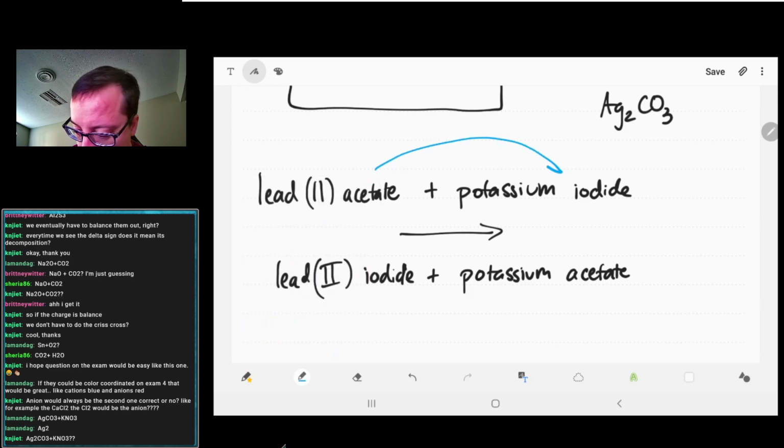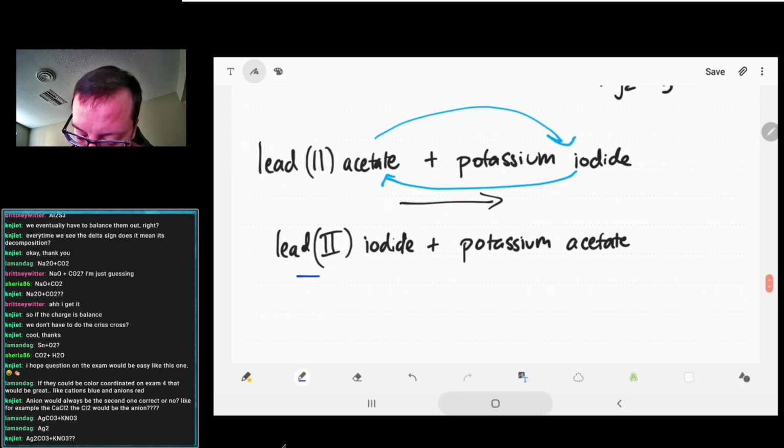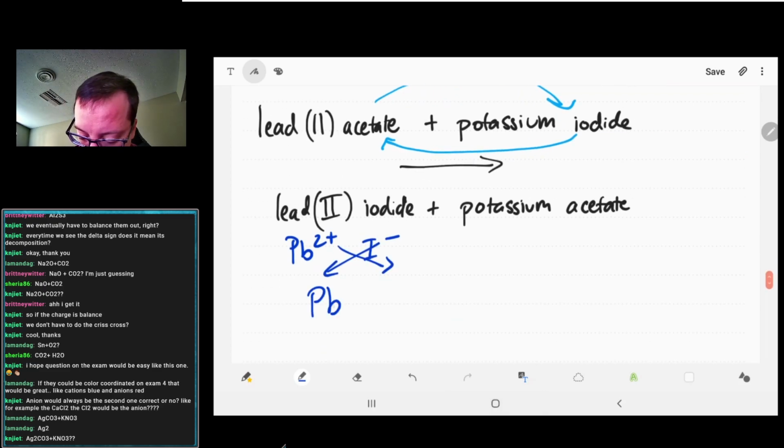So notice we just swap our anions. You could swap the cations too, it doesn't matter. You just choose one. And so by doing that switch, we get lead 2 iodide plus potassium acetate. And then we just have to translate from the name into a formula. Let's use dark blue for this. Lead 2 plus, of course, is Pb2 plus. Iodide is I minus. Do your crisscross. You get PbI2.